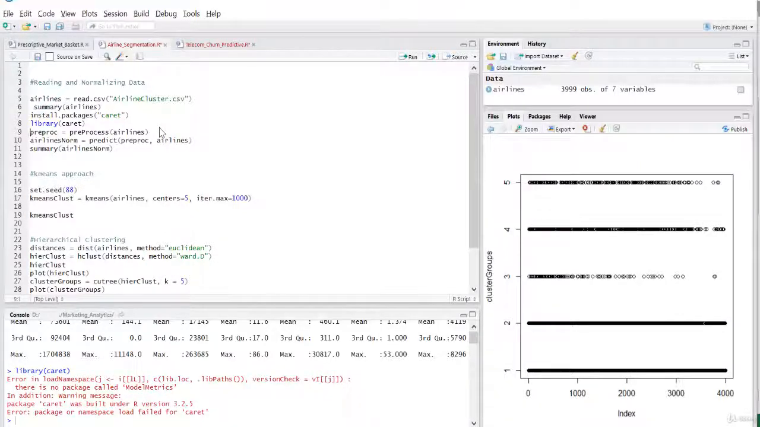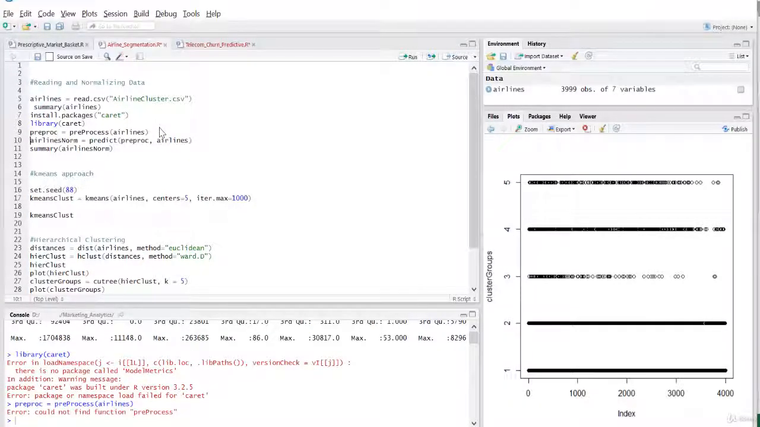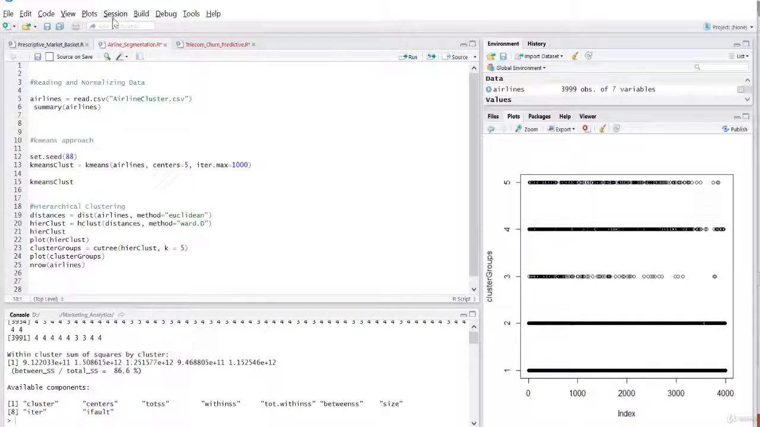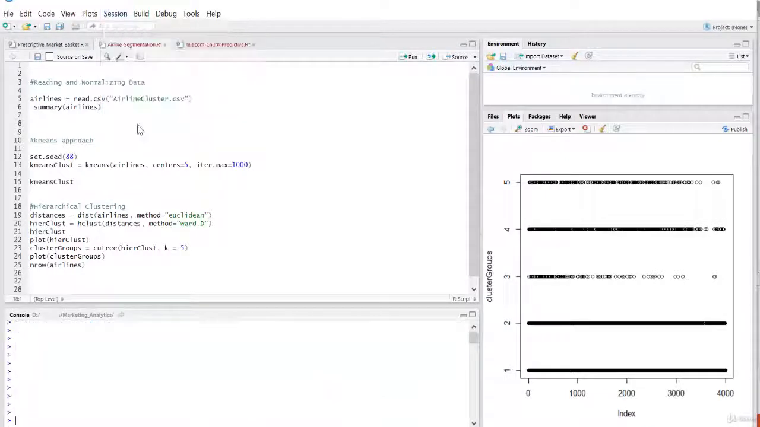Next, I'm pre-processing this data set. Sorry, there was some problem. So we'll continue with the exercise which we are looking at.